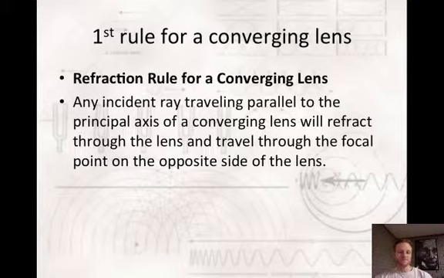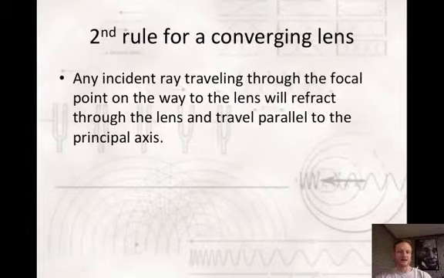The second rule basically says that any incident ray traveling through the focal point on the way to the lens will refract through the lens and travel parallel to the principal axis. Okay, so those two rules are probably the easiest ones to remember, and so that's why I focus on them. So do what you need to do to remember those rules.